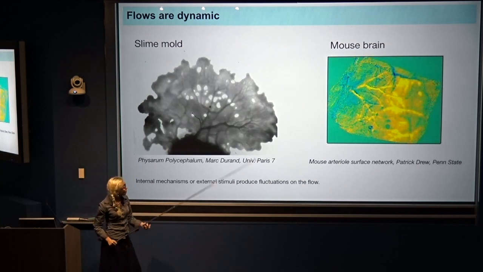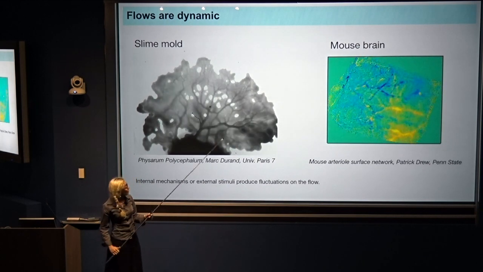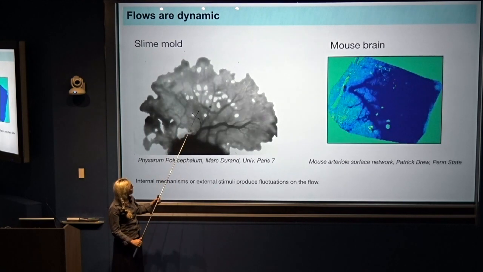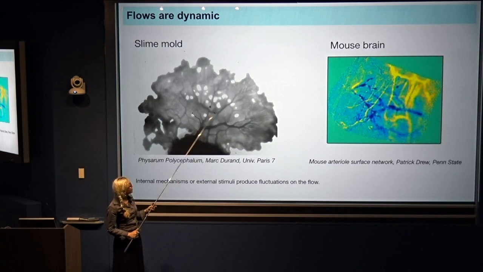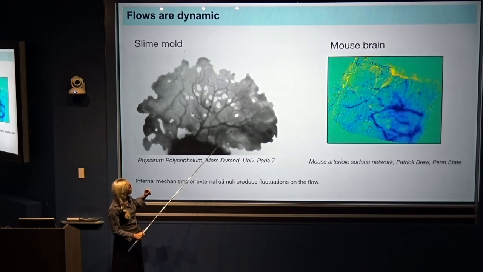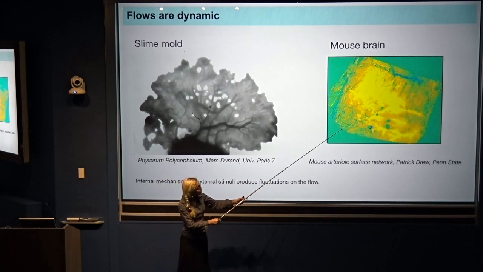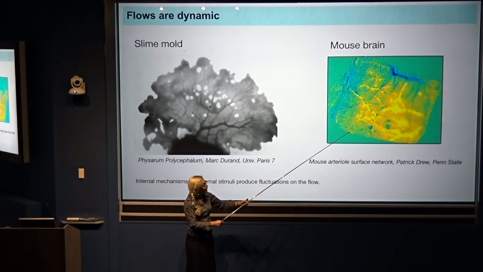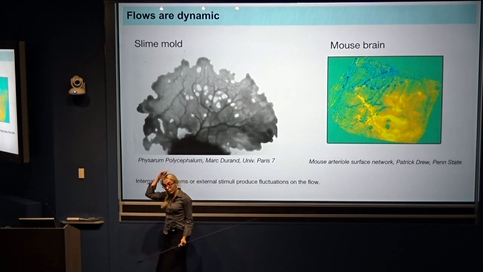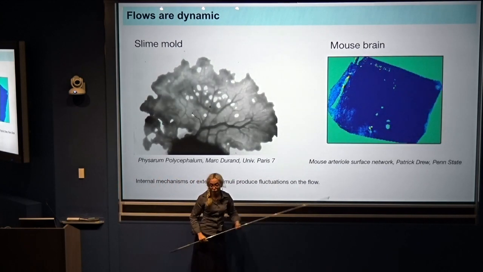It's actually highly variable. This is a movie of Physarum polycephalum, an organism that keeps popping up in this talk. And the color here is basically a proxy of how much fluid is in the system. You can see this organism does peristaltic pumping to shuttle the fluid around. But you see it's very dynamic. And here you see a part of the mouse arterial surface network, and the color is a proxy of how much oxygen is there, and how much blood goes there. So you see very heavy fluctuations.